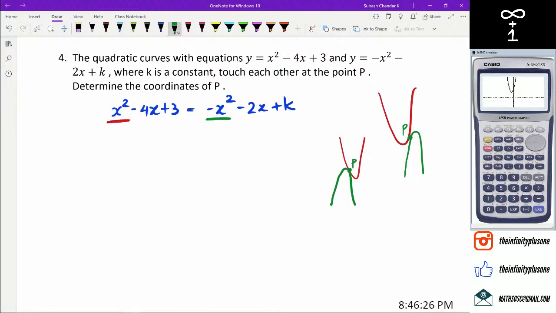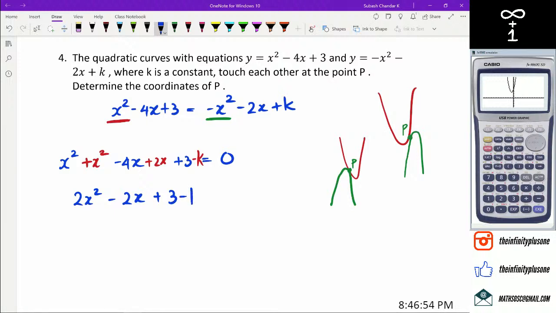So we're going to set both of these equations equal to each other and rearrange. I'm going to bring everything from the right hand side to the left hand side. So we get x squared minus 4x plus 3 equals 0, plus x squared plus 2x and minus k. Simplifying this, I get 2x squared minus 2x plus 3 minus k is equal to 0.